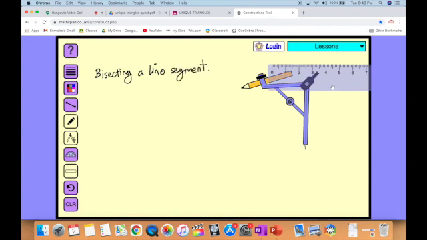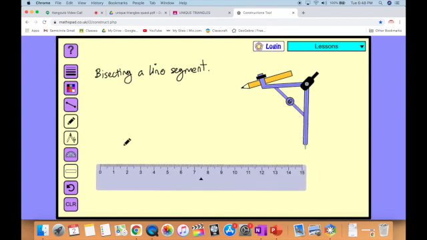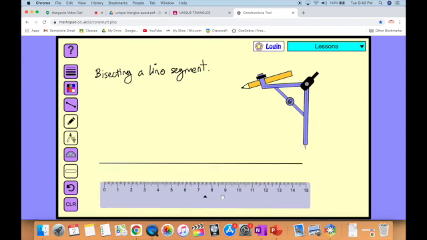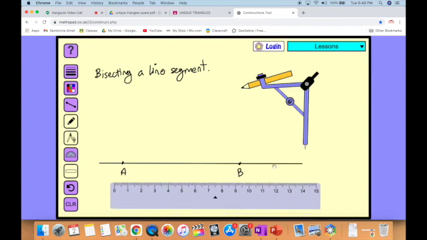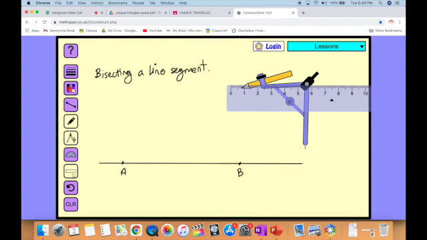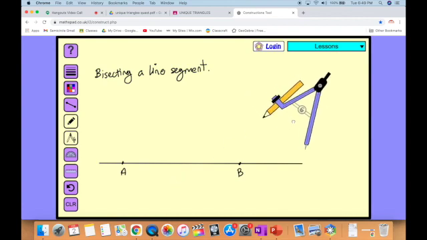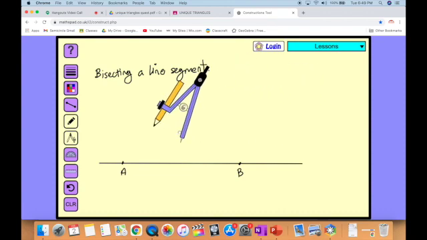So let's just say I have a line segment, right? Let's just say it's AB. Notice I did not measure it. I don't know how long this line segment is at all. I do not know how long it is. I do not care. But even without knowing how long it is, I could cut it exactly in half, right?